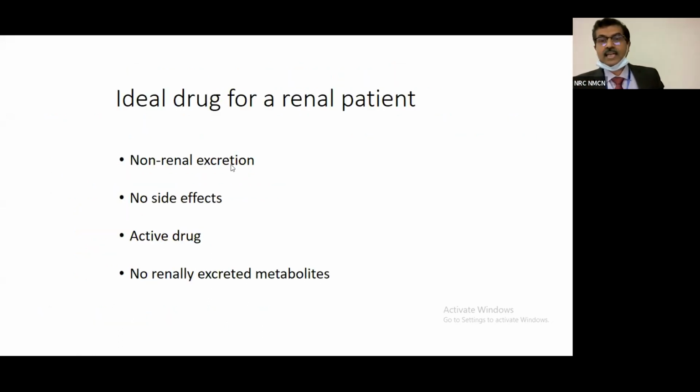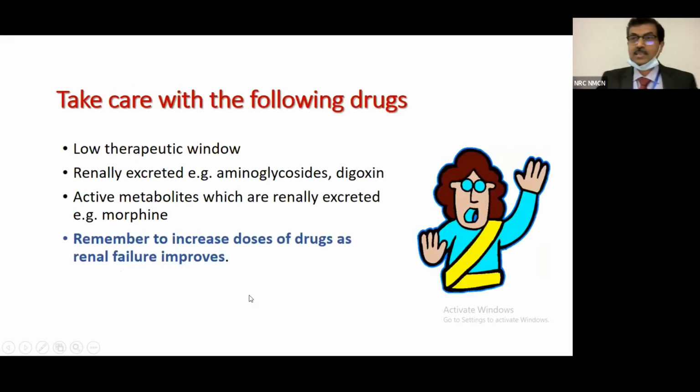The ideal drug for a renal patient is one that is not renally excreted and has no side effects. It is an active drug. Probably this is in my inbuilt. So take care with the following drugs: those with a low therapeutic window that are renally excreted, like aminoglycosides or digoxin, and those with active metabolites which are renally excreted, particularly morphine-like drugs. Remember to increase the dose whenever your patient is improving from acute kidney injury. We forget to increase the dose, especially if the patient is in sepsis.